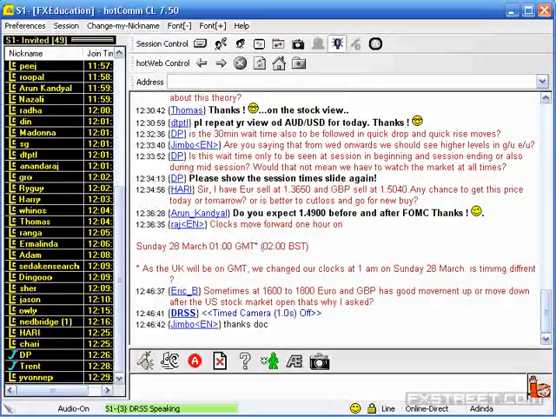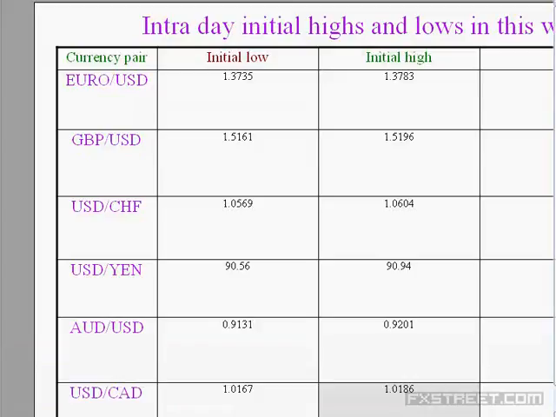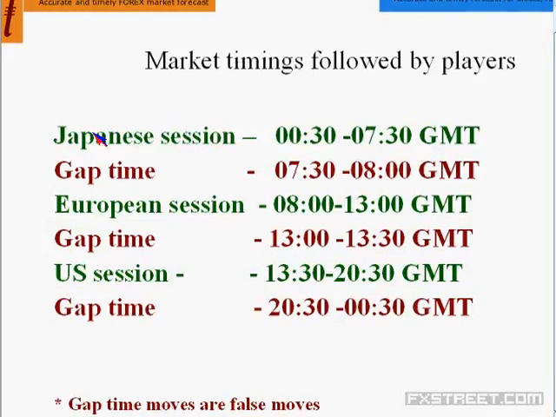So let me just focus the camera over the slide again, the timings of the market. Probably you can take a screenshot and make a note of it. Only the European session is getting reduced: instead of 14 GMT, it will be 13 GMT closing time. 13 to 13:30 GMT will be the gap time. Then the US session is 13:30 to 20:30 GMT. These are all the changes, and the gap time also starts from 20:30. Because of that, FOMC meeting minutes are also coming at 18:15 GMT instead of 19:15 GMT.